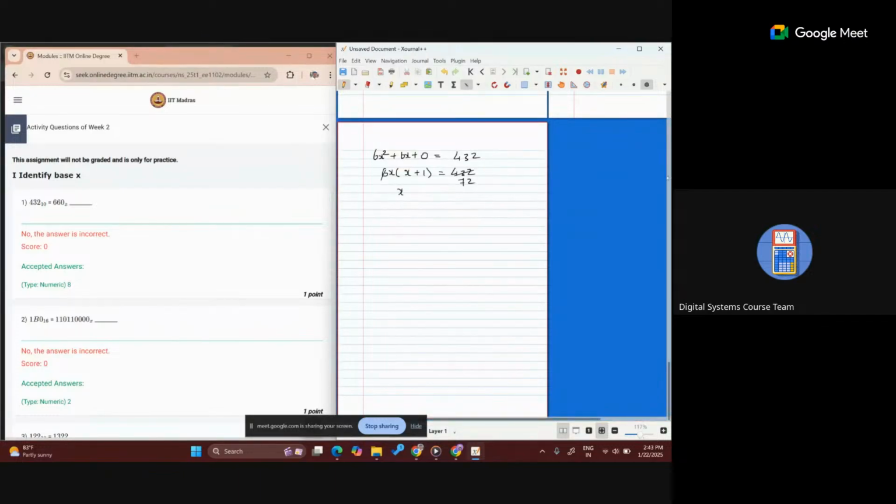What is another option? Sir, can you please check it? It is like 0 or 1? 6x square plus 6x plus 0. Can you please check it? Okay, I'll write 660, right? No. It comes to x square plus x equal to 72. So what is the x value such that it gives 72? x is equal to 8.